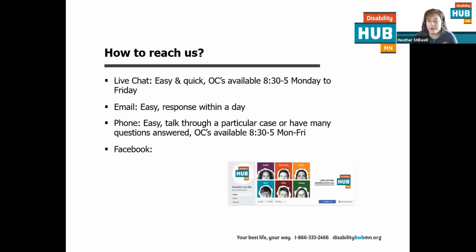You can reach out to us 3 ways. You can call us, you can chat with us, or you can email us. The chat feature is on the Disability Hub MN website, as well as the DB 101 website and the HB 101 website. And we are available between 8:30 and 5 Monday through Friday. You can send an email and you will usually get a response back within 1 business day. And you can request that you get a response back either by email or having someone call you back.